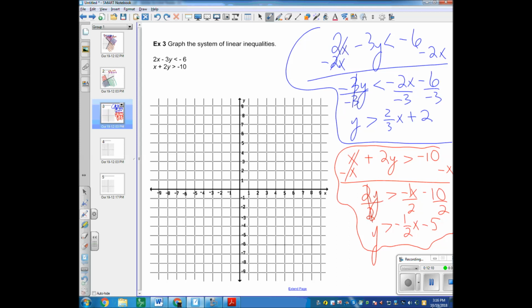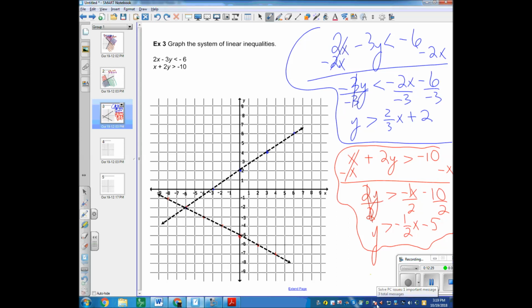All right, now let's pause the video, and I want you guys to just graph the lines. Don't worry about the shading yet. We'll do that together, but I want you to have a go at seeing if you can get the correct lines graphed, correct line type. Pause the video. Let's do this.